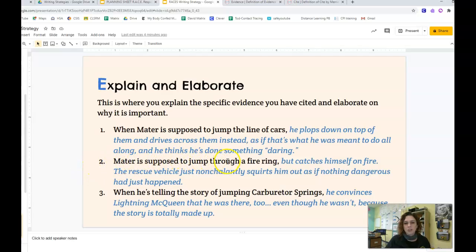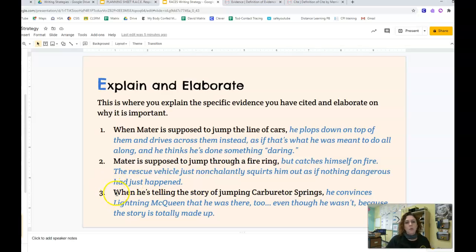Two, when Mater is supposed to jump through the fire ring, but catches himself on fire, the rescue vehicle just nonchalantly squirts him out as if nothing dangerous had just happened. Okay? So first of all, you're not supposed to catch yourself on fire when you jump through the fire ring. He does, which is funny. But what else is funny is that the rescue vehicle's just like, squirt, you know, like they're just used to this. I mean, we know that Mater is always just doing ridiculous, dumb things, and he's just so stupid that he doesn't even realize how dumb what he's doing is, which makes him even funnier, okay? And if I had more time to write about Mater, I might add those details, but the teachers asked me to write one solid paragraph, so I'm going to stick to this.